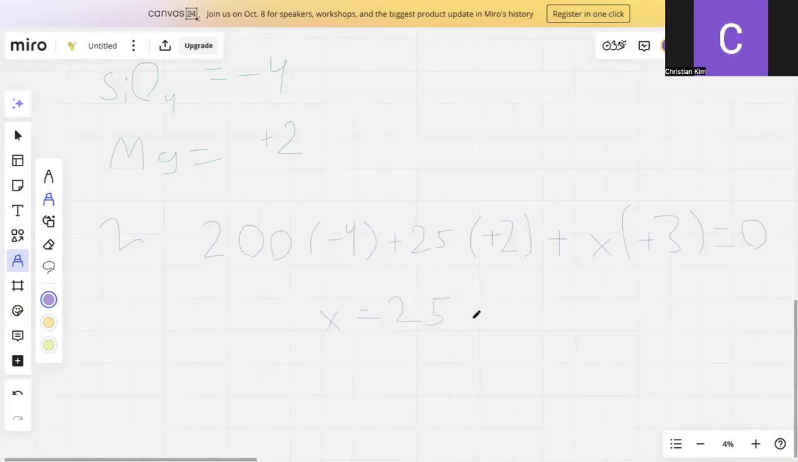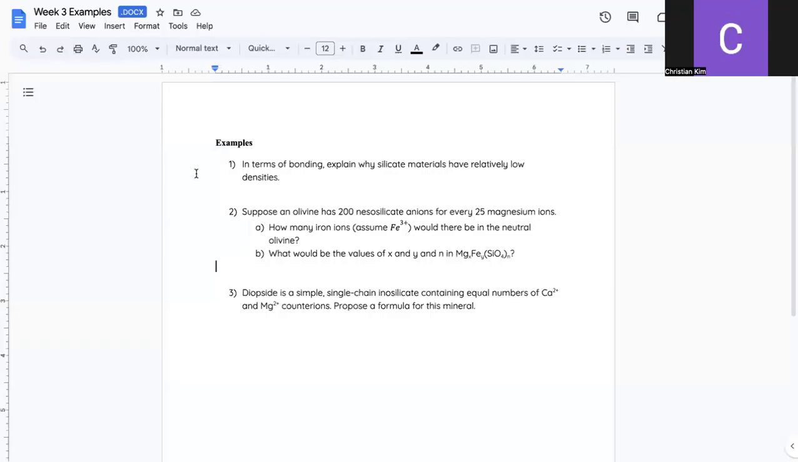So we have 250 ions of iron 3. So then that's for the first part. For the second part, what will be the values of X and Y, and N in MgxFey(SiO4)n? In this case, if you didn't know what the basic structure of nesosilicate or of olivine would look like, SiO4 will kind of be that big hint.